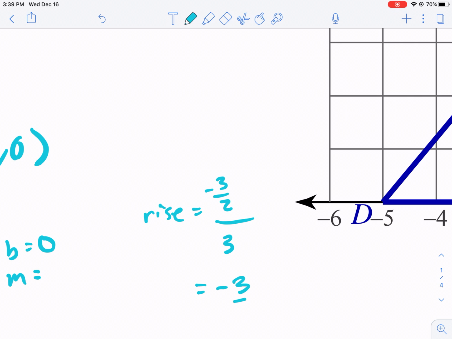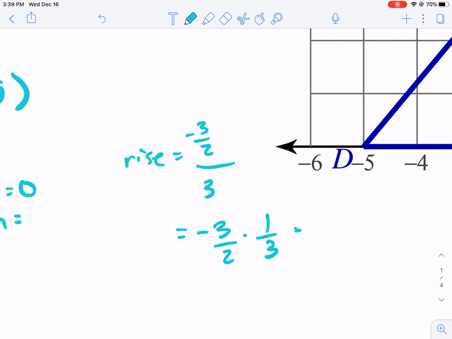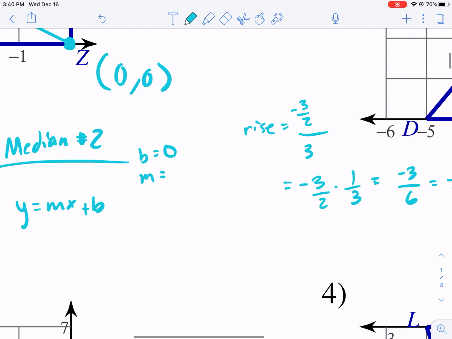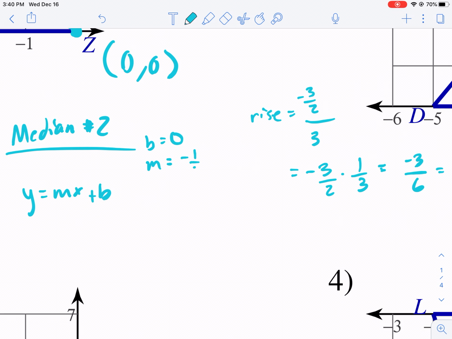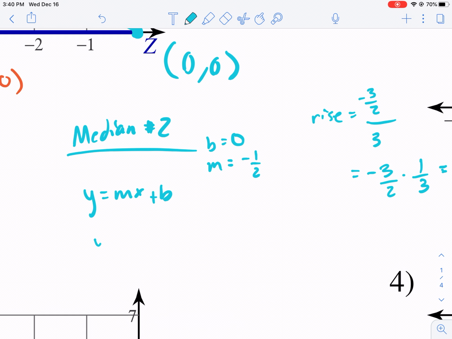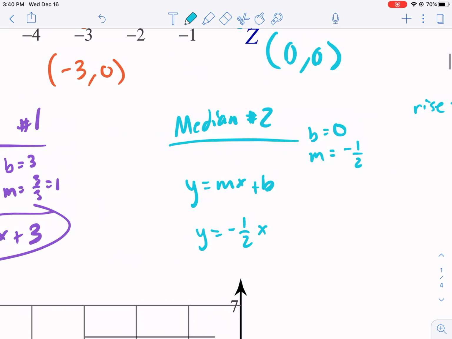So we can change this to -3 over 2 times 1/3. Okay, that's equal to, if you're not familiar with canceling, -3 over 6, which is -1/2. Okay, so now I have my slope, which is -1 over 2. And I'm basically done with this equation too. I plug in y equals -1 over 2 x plus 0, or just like this.